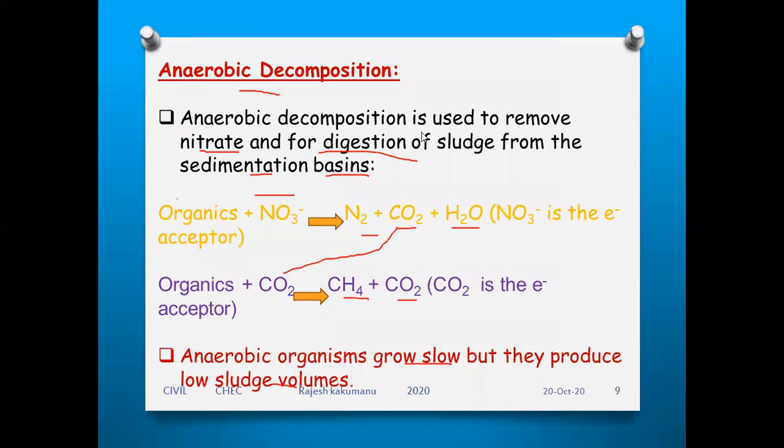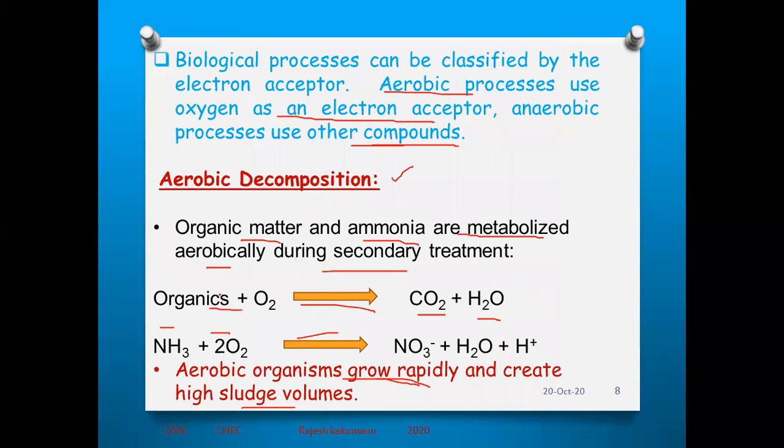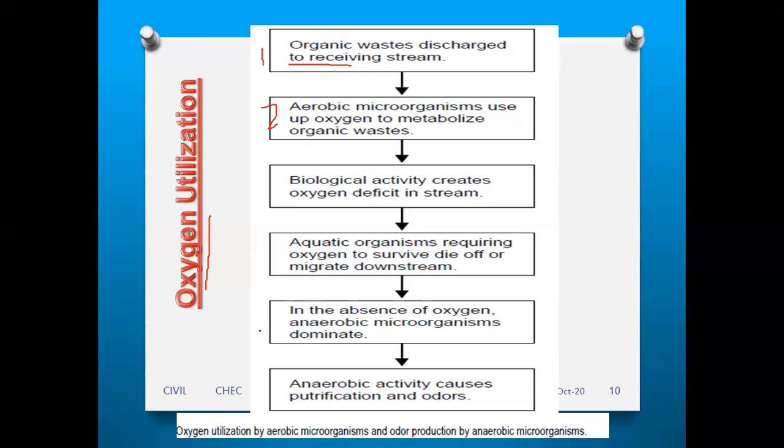They take this concept and metabolize aerobically in this process. Next, coming to the third one: biological activity takes place and creates the oxygen deficit in the stream. What is the fourth point here? Aquatic organisms requiring oxygen to survive die off or migrate downstream.